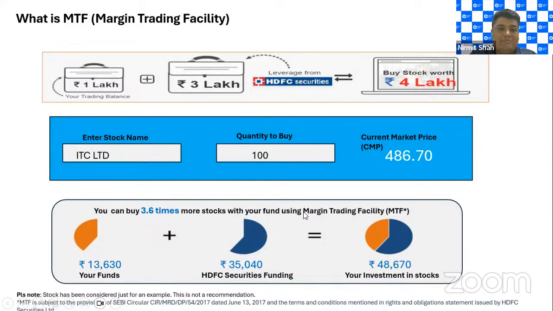But the same order, if I trade in MTF, then I have to pay only 13,630 rupees. For ITC the margin is 3.6 times. So for this 48,000, I have to pay only 13,630. For trading in MTF I only have to pay 13,630 rupees. This 35,000 is funded by HDFC Securities. So this is how you can enhance the position. I will show you the live scenarios also where you can check the margins.